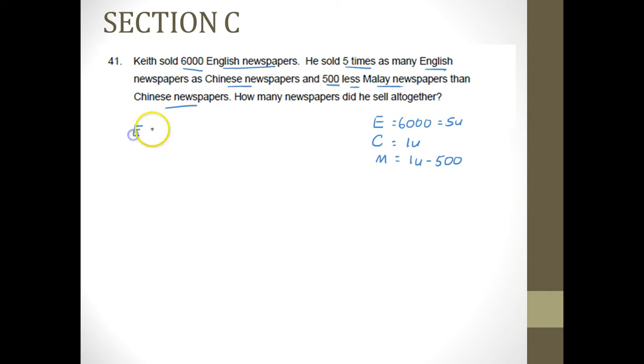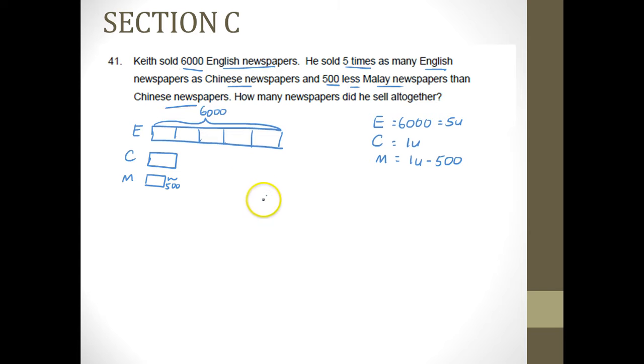Keith, English newspaper is 5 units. Chinese newspaper is 1 unit. Malay newspaper is less than Chinese, 500 less than Chinese. Right? And we know that the English newspaper he sold is 6,000. So I know that my 5 units is 6,000. So 1 unit would be 6,000 divided by 5, which is 1,200. So my Malay newspaper would be 1,200 minus 500, which is 700.